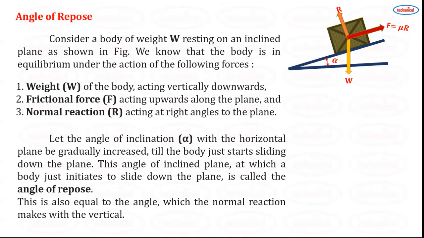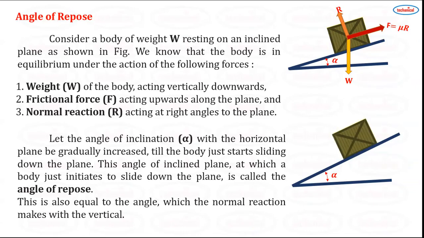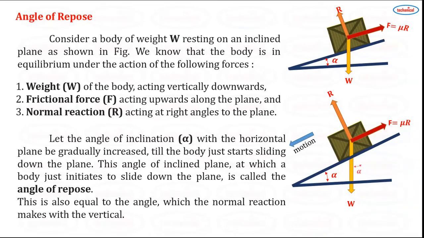Let the angle of inclination alpha with the horizontal plane be gradually increased till the body just starts sliding down the plane. This angle of inclined plane at which a body just initiates to slide down the plane is called the angle of repose. This is also equal to the angle which the normal reaction makes with the vertical.